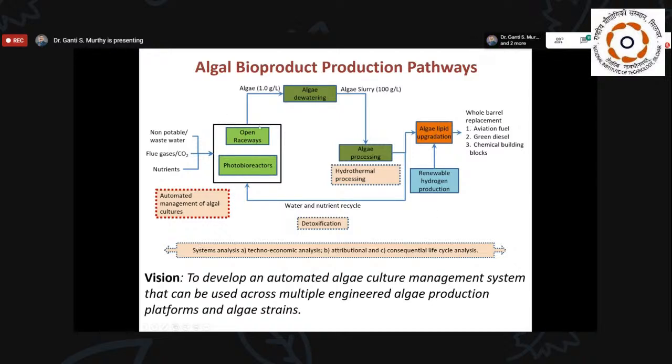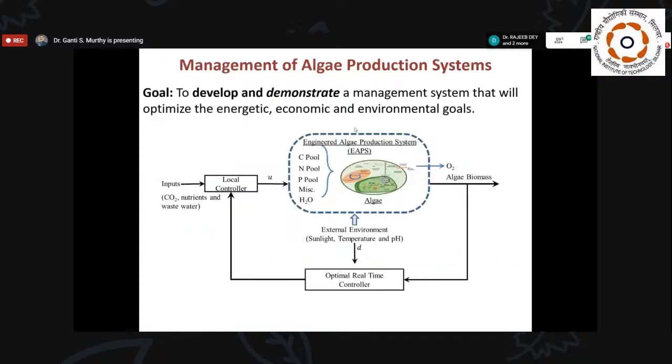So whether we are talking about open raceways or photobioreactors, we wanted to be able to control this process effectively. Why is that important? Because most of the time, when we talk about algal biofuels or byproducts, we talk about how they are environmentally friendly. And if we want to show that they're environmentally friendly, it is important for us to make sure that the processes are environmentally friendly. And for that, we need to operate it in such a way that it is economically viable and environmentally conscious. So that is what we try to do.